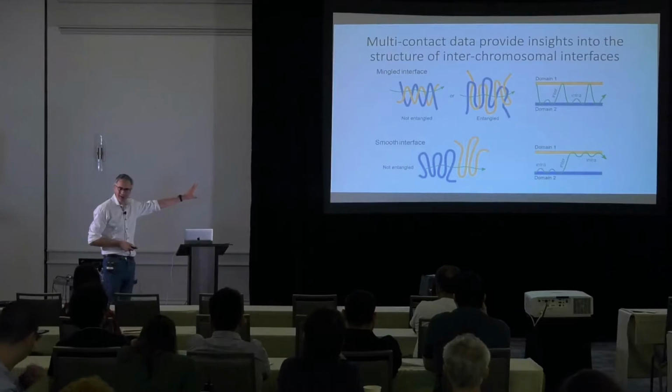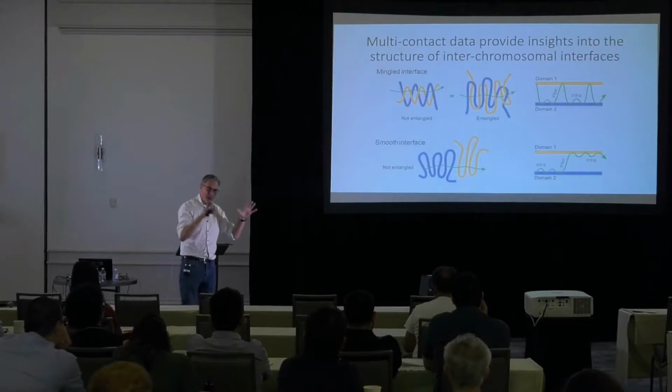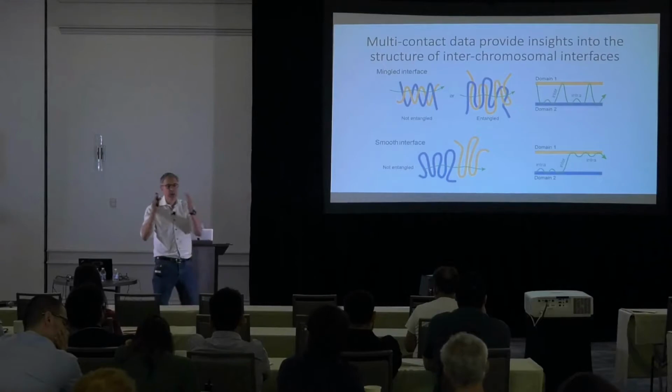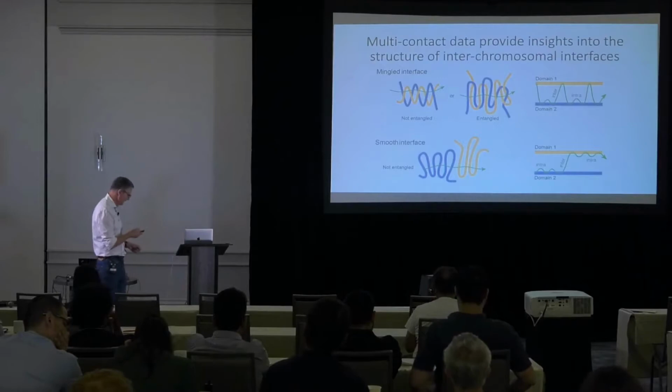If I look at long walks, do I have a lot of mingling of two interacting chromosomes, or two interacting domains within one chromosome? Or do they occur in these blocks, with rarely a crossover from one domain to the other? And it turns out it's mostly smooth interfaces.